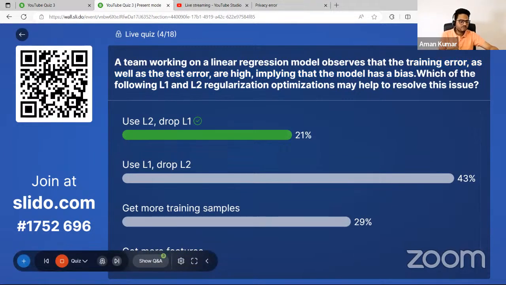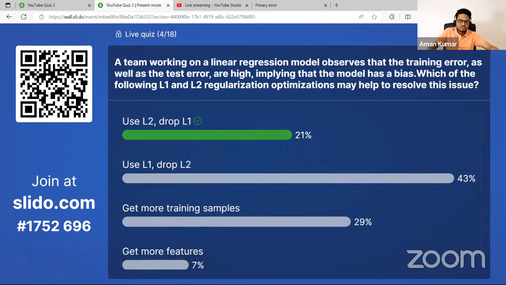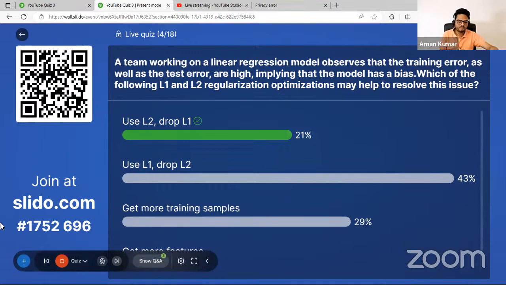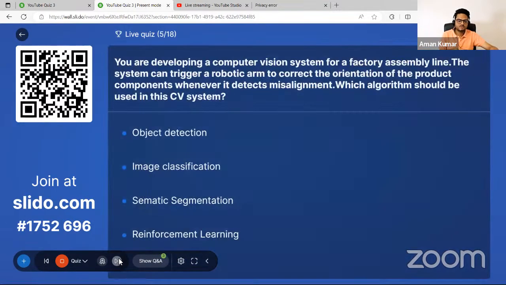So if my model is not able to learn and I have to choose between L1 and L2, then I will choose which will be less harmful to me. So one is the right answer here. So let's move ahead, and then after 5 questions, we will see the leaderboard.